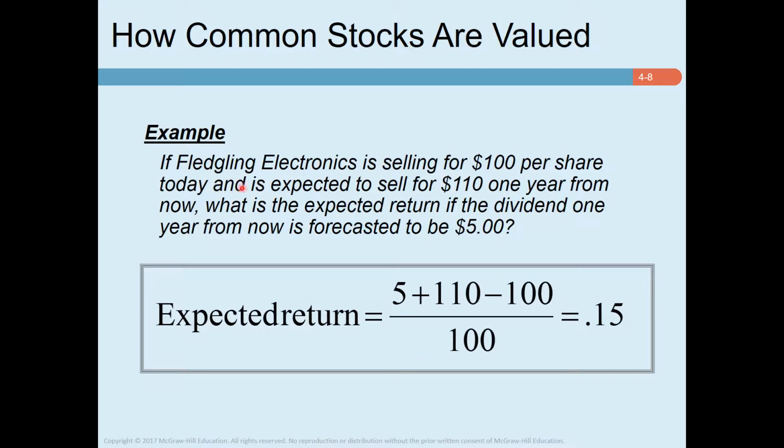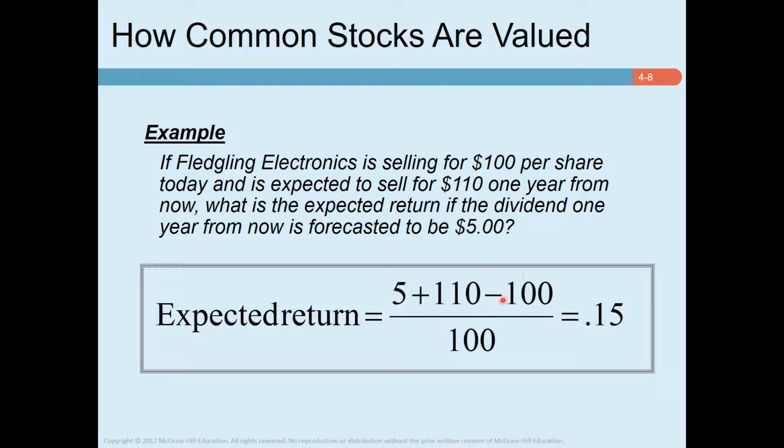So look at this example. If Fledgling Electronics is selling at $100 per share and expected to sell at $110 1 year from now, what is the expected return if the dividend 1 year from now is forecasted to be $5? So if we invest in this share, we need an investment of $100. And what income do we expect to receive? $5 in the form of dividend and $10 in the form of capital gain.